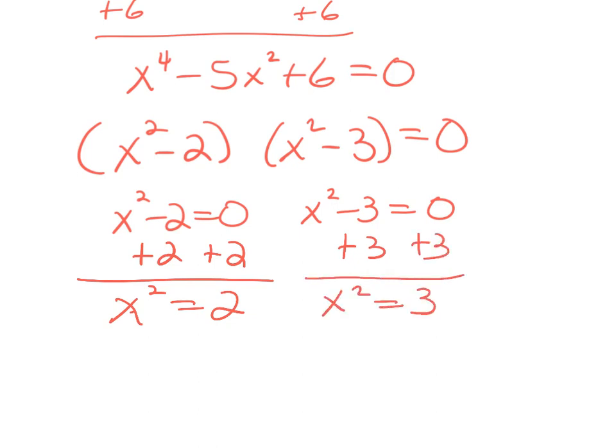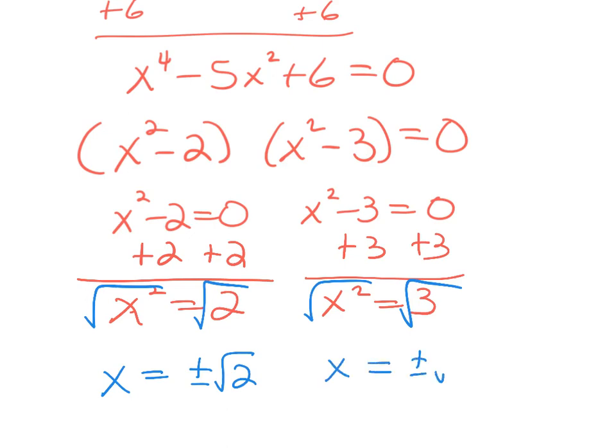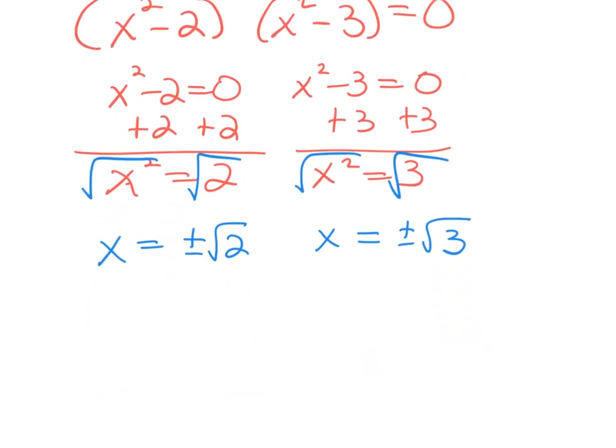X squared equals 3. Again, I don't want x squared, I want just x. So I square root both sides. This gives me x equals plus and minus the square root of 2. X equals plus and minus the square root of 3. Now, this was an even root, so I really would have to check this one. Just know that this one would be a bit challenging without a calculator, so know that only the positive roots are going to work on this one.